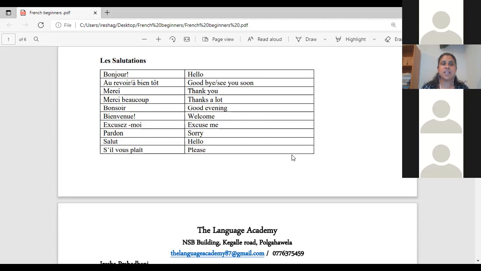And salut. Salut is hi. You can use this word; hello is also there, but you can say hi also. It's a little more informal than bonjour. And for the list, write down another word to say hi: coucou. You use coucou for very close people, like your family members and close friends. So you learned three words to say hi.